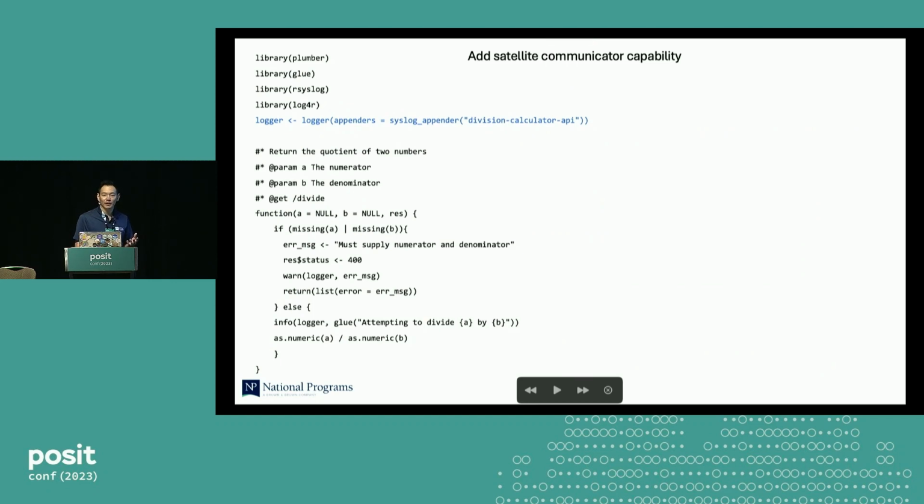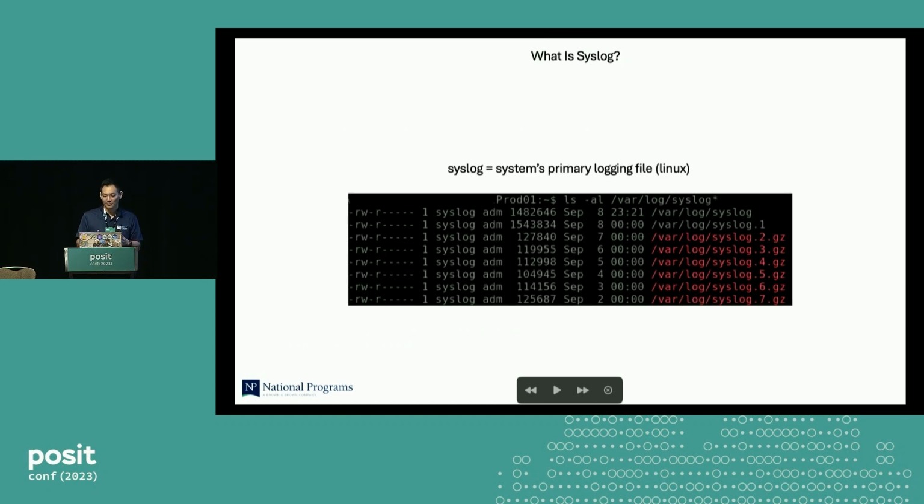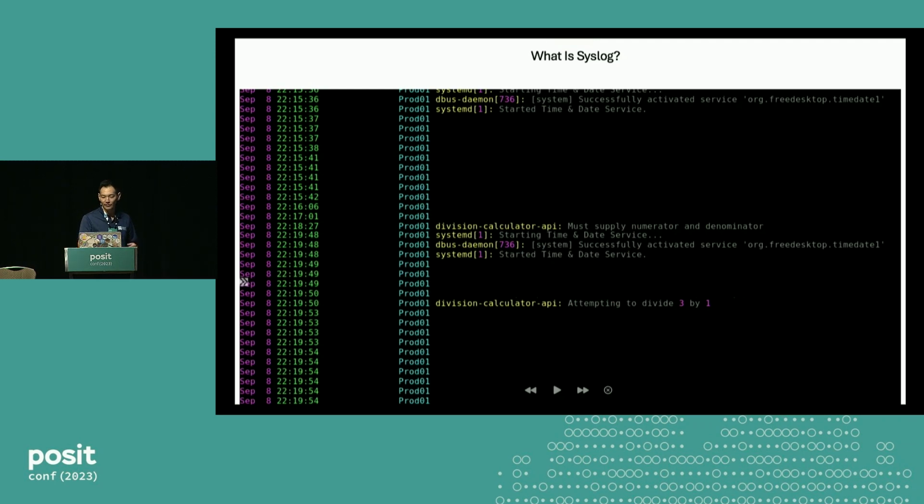So to add satellite communication ability to our example, we're just going to modify the logger and add a syslog appender. We're going to call it division calculator API. What's syslog? Well, syslog is, on a Linux system, the system's primary logging file. You see a bunch of syslog files here, and in that syslog, you're going to see a bunch of random stuff that you don't really care about. But you're also going to see your output for, in this case, division calculator API, must supply numerator and denominator. So now there's a source file that's being written to.